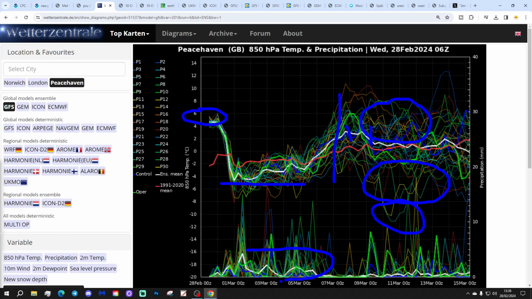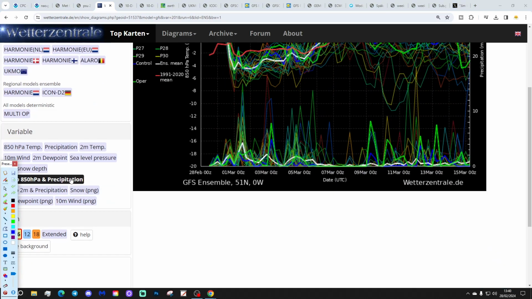Precipitation-wise, again, we're going to have lots of unsettled weather over the next week or so as well. Possibly a bit of windier, drier weather there from about the 7th to the 9th of March, and then maybe going unsettled again, if anything, through the second week of March.